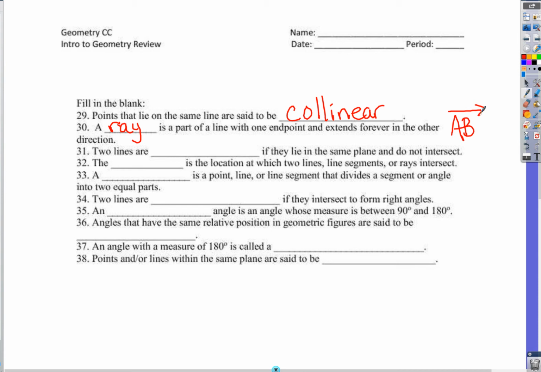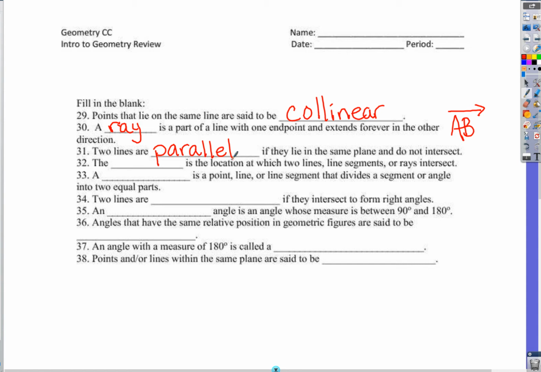Number 31, two lines are blank if they lie in the same plane and do not intersect. They will never intersect. What do we call those? Parallel lines. So when we start Unit 2, we're going to work a lot with parallel lines and just know they never intersect. They never cross. Okay.